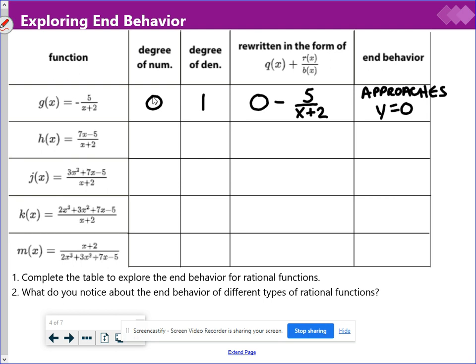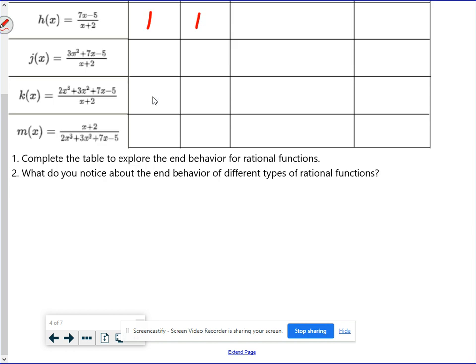All right, for the next one, for the h of x graph, 7x minus 5 over x plus 2. The degree of the numerator is 1 because it's x to the first power. The degree of the denominator, also 1. I'm going to have to actually do this division though. So you have some space down at the bottom where it says, are you ready for more? Feel free to actually do this division yourself. I'm going to have to just kind of zoom up here a little bit.